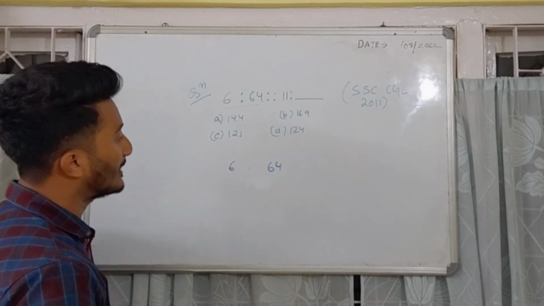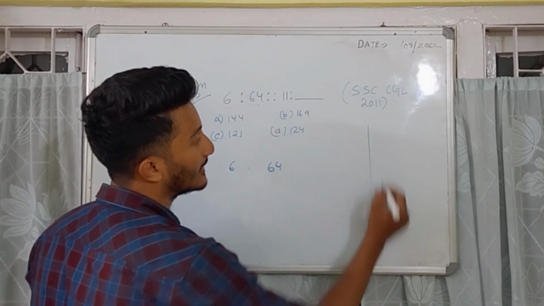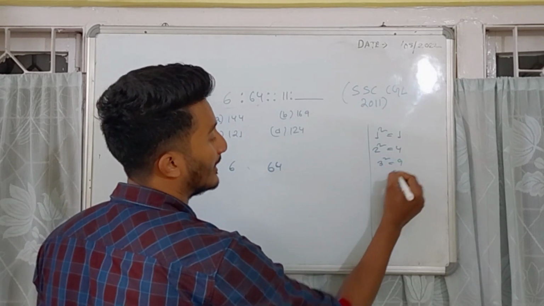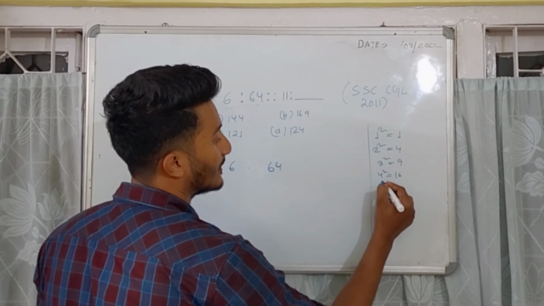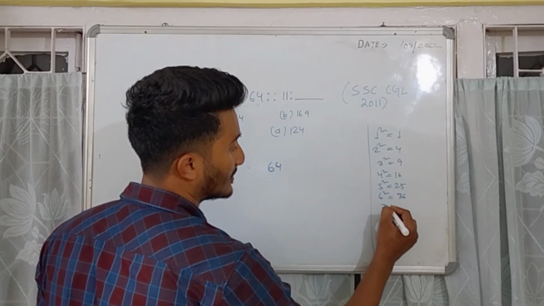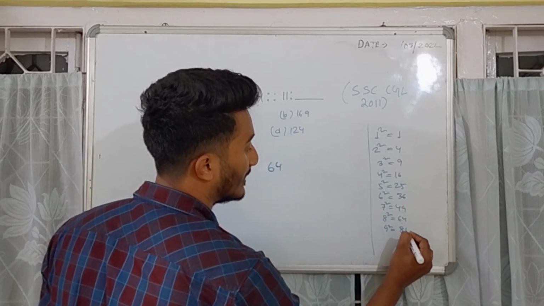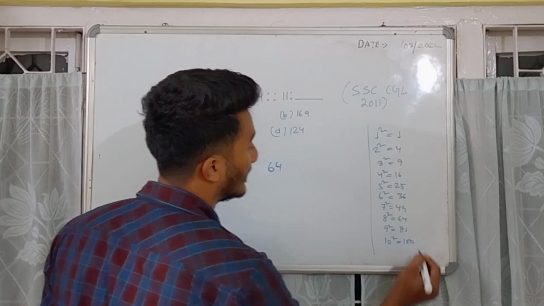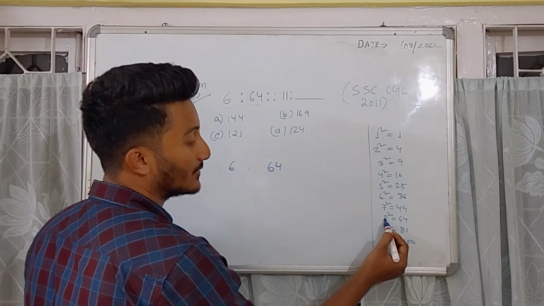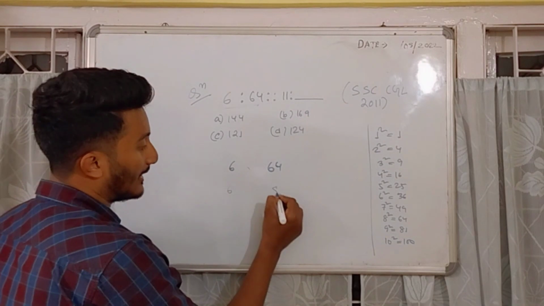So first of all, we have to see one thing. We have to know some square values, like 1 square is 1, 2 square is 4, 3 square is 9, 4 square is 16, and 5 square is 25, then 6 square is 36, 7 square is 49, 8 square is 64, 9 square is 81, and then 10 square is 100. So we can see there that 64 comes in the square numbers. If we do the square of 8, then 64 comes. So here you can write 6 and here you can write 8 square.